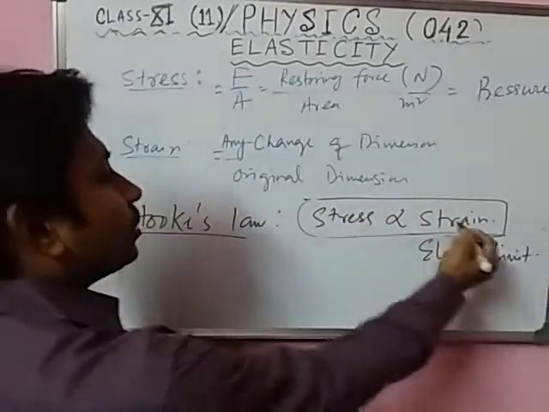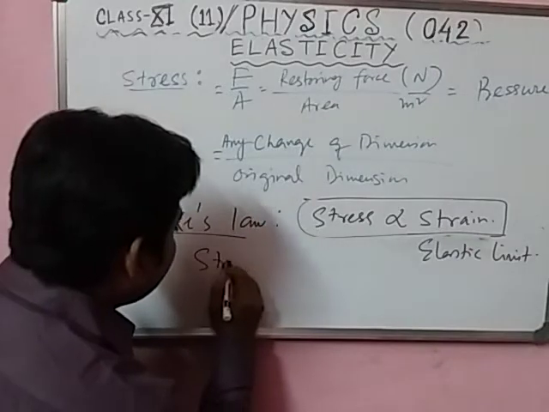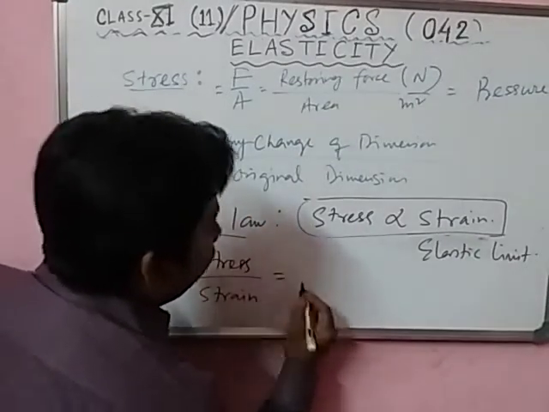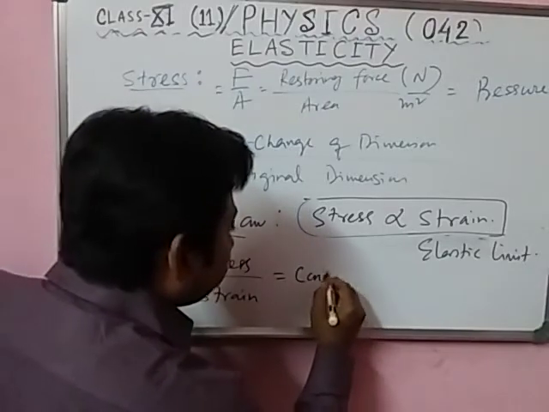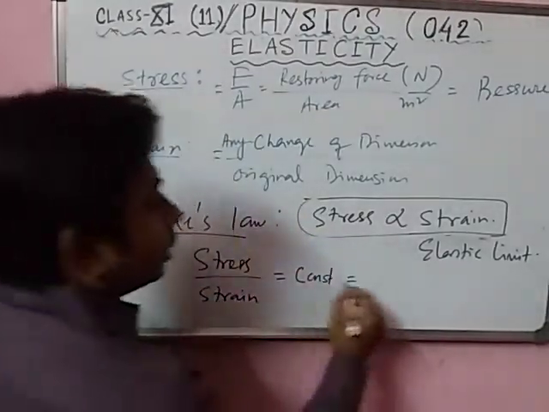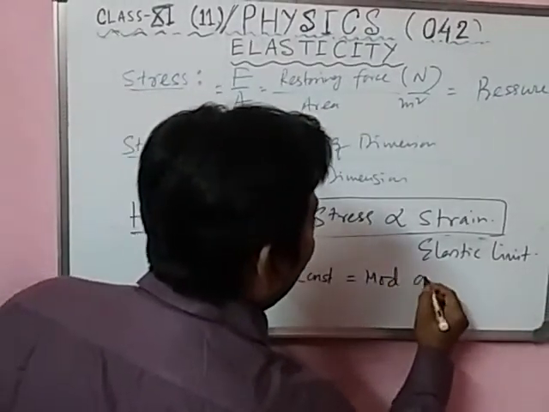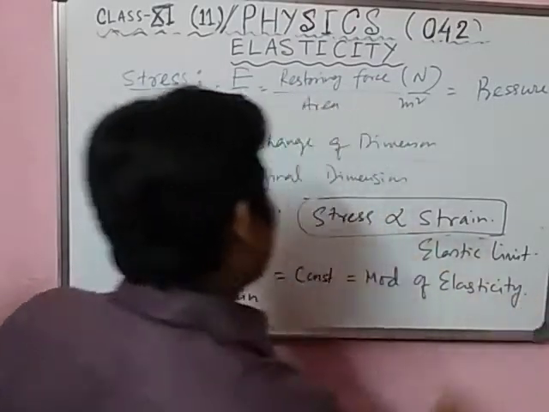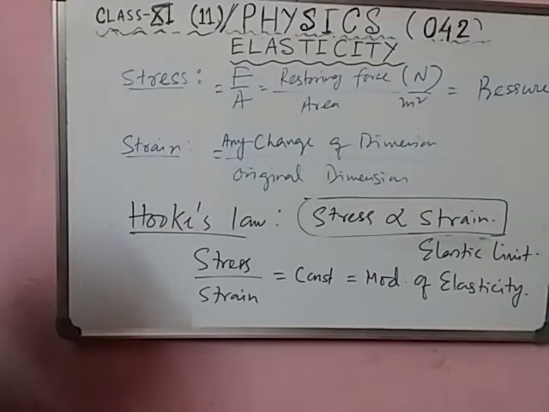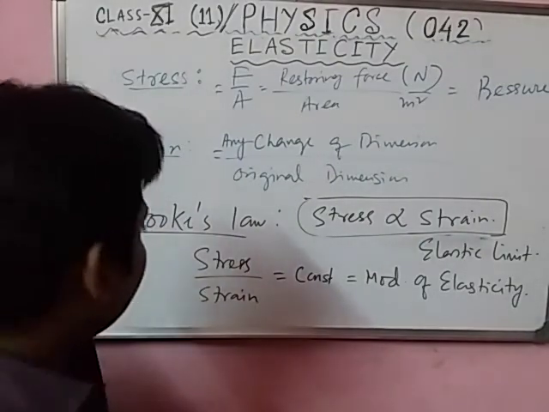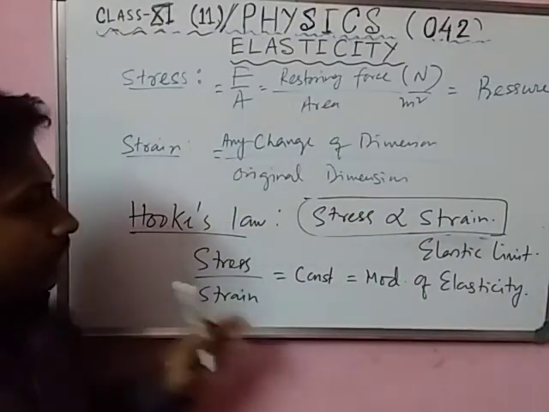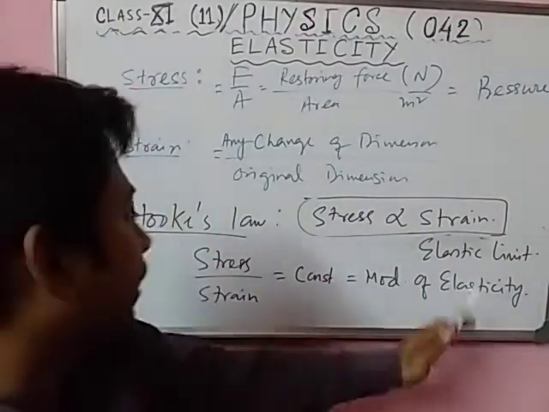Within elastic limit, stress is proportional to strain. So stress by strain is equal to a constant, and this constant is called modulus of elasticity. Now students, you tell me, what is the SI unit of modulus of elasticity?